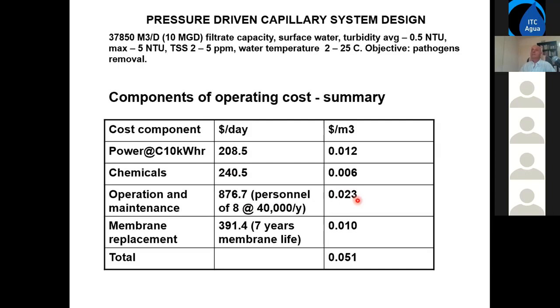So this is for this system. If we have a number of operators that could be lower than this, or if our system is significantly larger, this will be lower. So we have 0.051, but almost half of it is the labor. So if the labor could be reduced, the cost could go down.